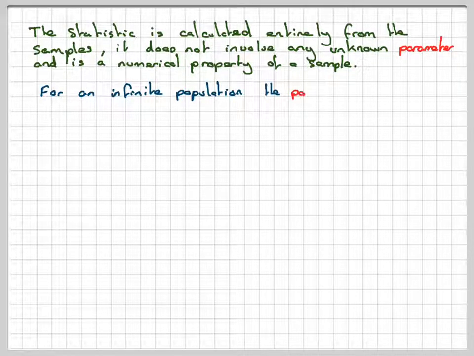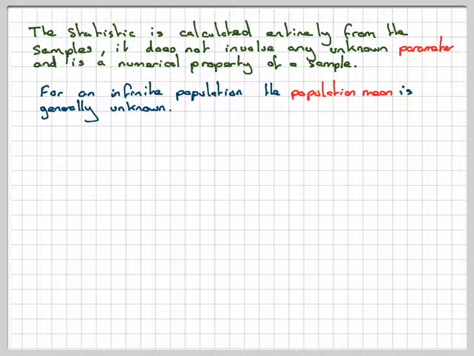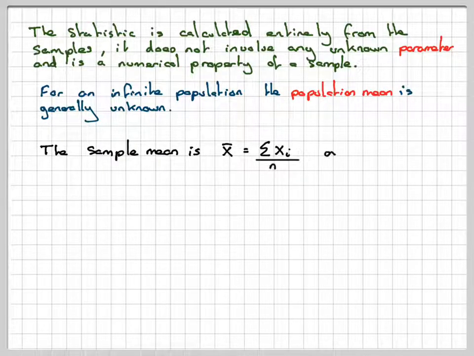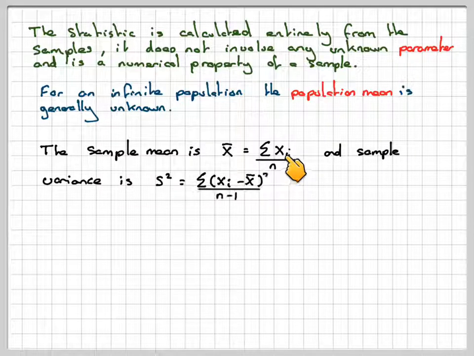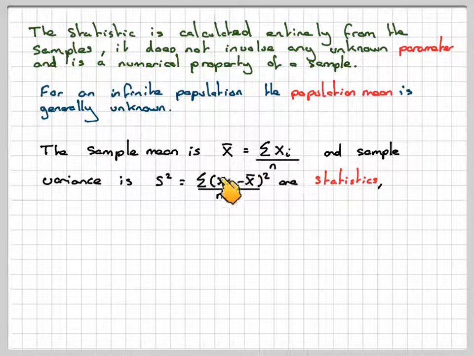For an infinite population, the population mean is generally unknown, as I've already told you. The sample mean x bar is sigma xi over n, so i will be 1, 2, 3, 4 up to 20 in my example, and the sample variance, okay, is the sum of x minus x bar squared divided by n minus 1. Divided by n minus 1 comes out much later in the statistics course.